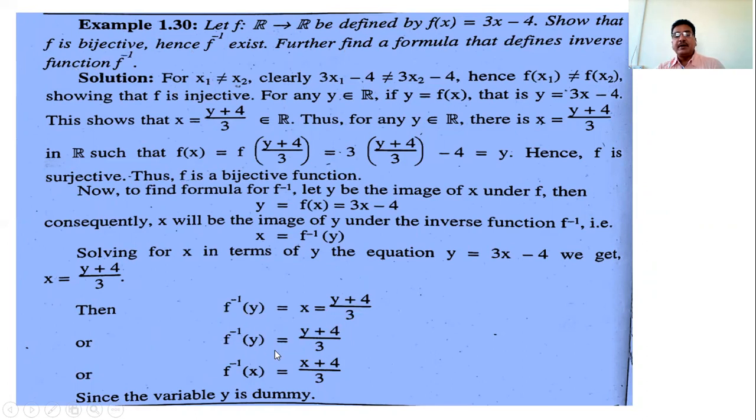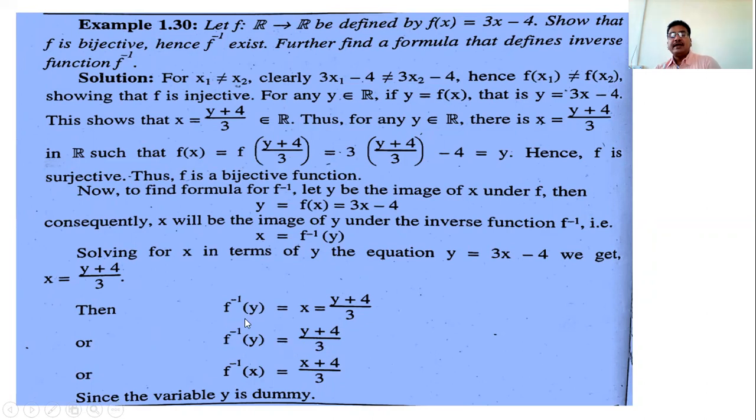This Y is the dummy variable. That's why you can replace this Y by X or Z or W. So if you replace Y by X, then F inverse of X is equal to (X plus 4) by 3. Either this is the final answer or this is the final answer: F inverse of Y is equal to (Y plus 4) by 3. This is the inverse of the function F.